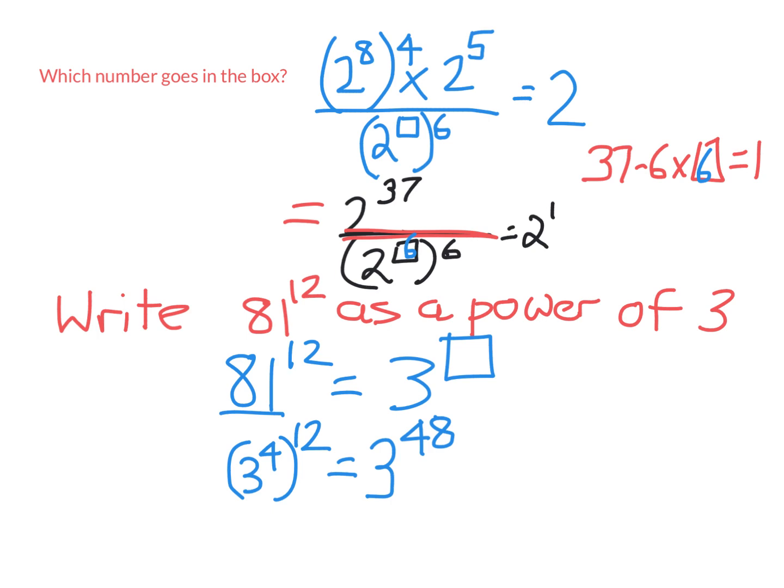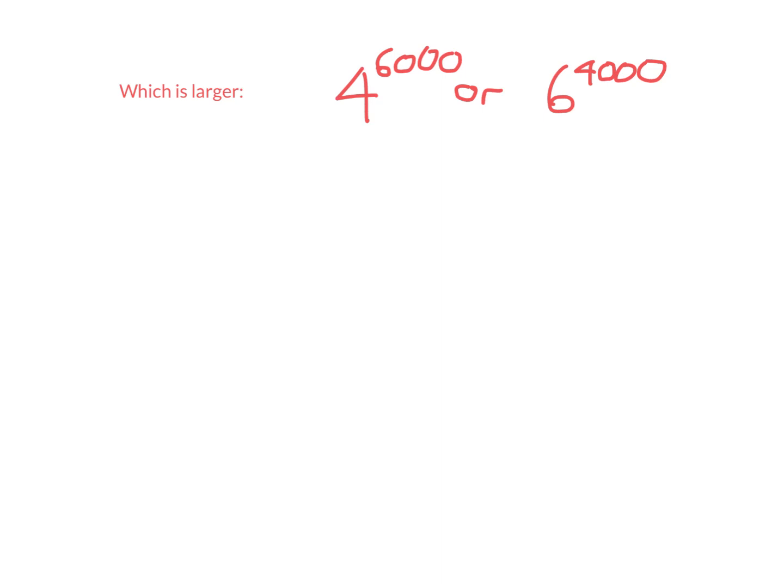All right, let's now look at just one more harder question. Which is larger, 4 to the power of 6,000 or 6 to the power of 4,000? No way we could figure out what either of these is in our head, and even our calculators, these numbers would be too big. So we have to use index laws. So what we're going to do is try and write them in a different way.